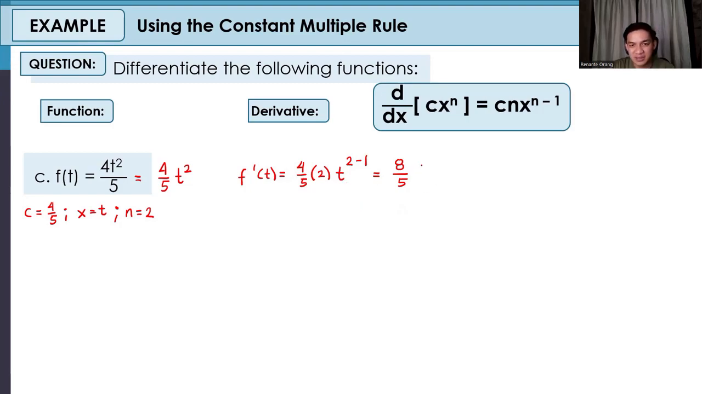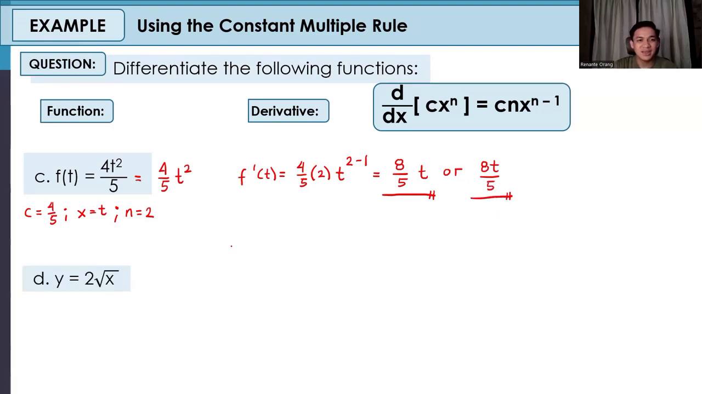The next is t raised to 1. So, pwede na natin yung burahin yung 1. Understood na yan na may exponent na 1. Then, this is our final answer. Take note, class, 8 over 5t is just the same with 8t over 5. So, pwedeng ito yung sagot mo.